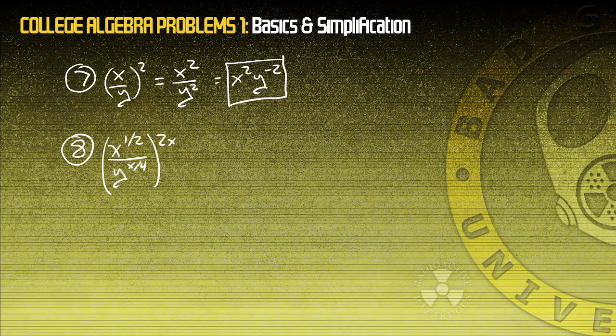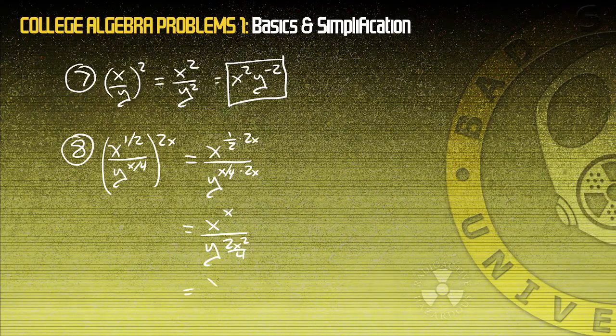For x to the 1/2 over y to the x over 4, all to the power of 2x. Just distribute the exponent. So you have x to the 1/2 times 2x over y to the x over 4 times 2x. And that gives you x to the x power, and then you have y to the 2x squared over 4. And then you can simplify to x squared over 2.